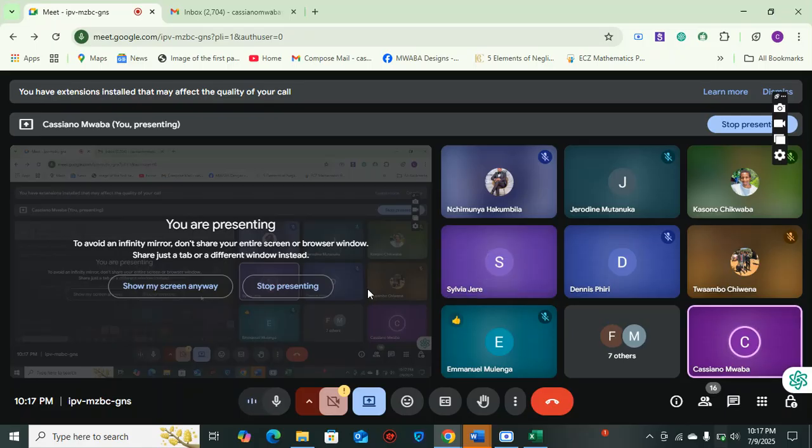Yes, actually, to support your point, yes. Madam Sylvia, on the zero, that's where there is a dash. On the zero, that's where the dash has to be.